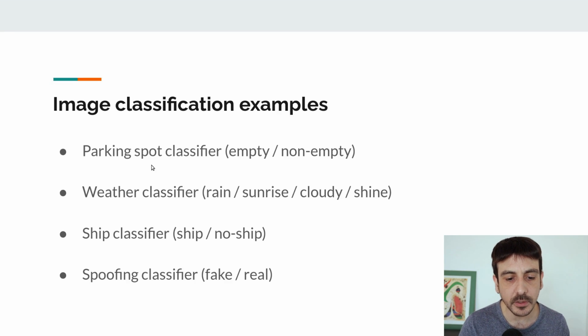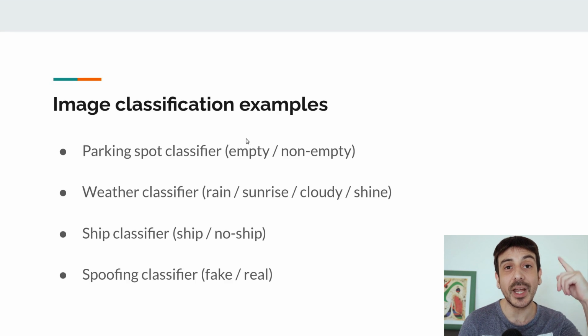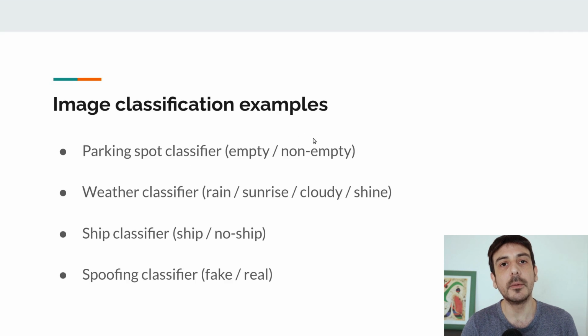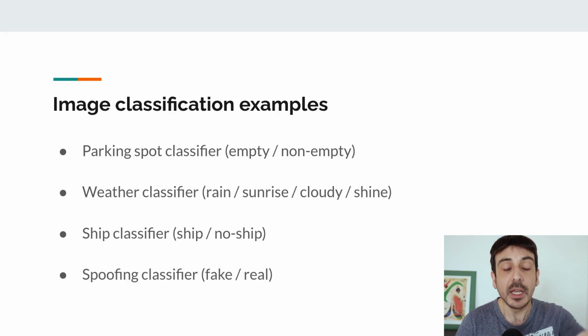So this classifier is going to take an image of a parking spot and is going to classify this image as empty if the parking spot is empty, or it's going to classify this image as non-empty if the parking spot is occupied either with a car or any other type of object. This is a very interesting application we will be covering later on this course.